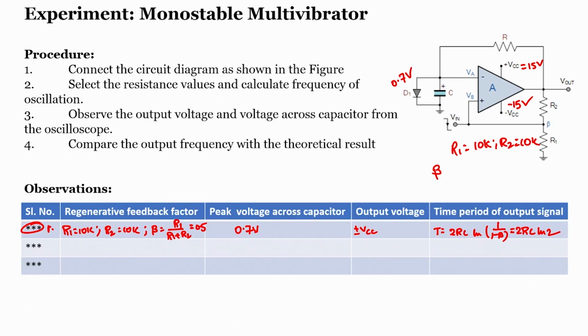0.693. So T is nothing but 2 into 0.693 into RC. Now, what values of R and C will we consider? We will consider R as 1 kilo ohm and C as 1 microfarad, even in this case. So the RC value will become 10 power minus 3, so I can remove RC and write it in milliseconds.